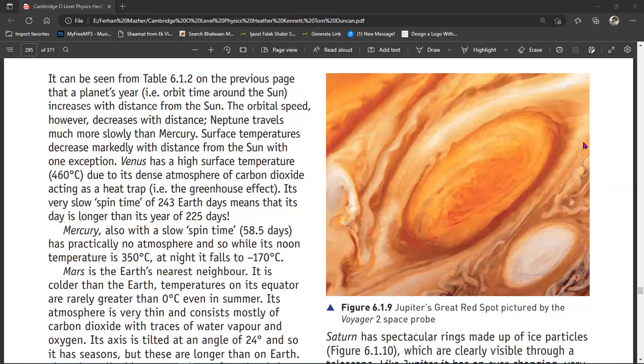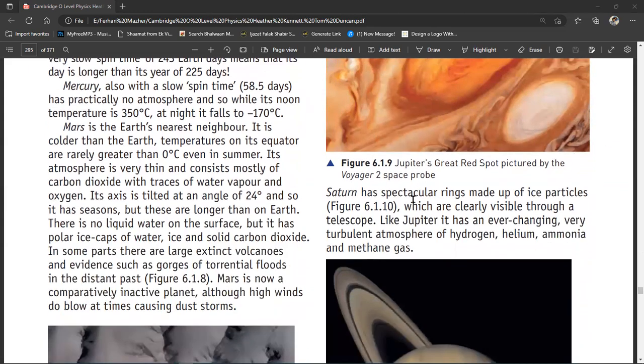Its very slow spin time of 243 Earth days means that its day is longer than its year of 225 days. Mercury also, with the slow spin time, which is 58.5 days, has practically no atmosphere, and so while its noon temperature is 350 degrees centigrade, at night, it falls to minus 170 degrees centigrade.